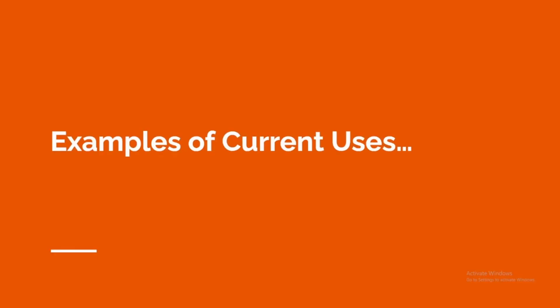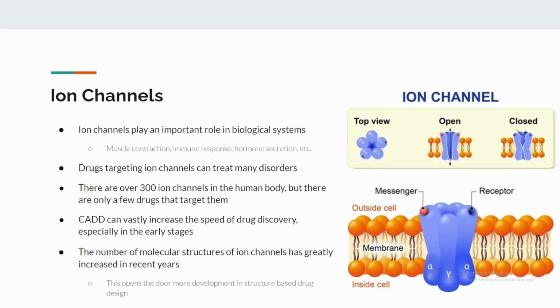Now we are on to my section, which is the examples of the current uses. Here we are going to start with ion channels, which are a very important part of the human body because what they do is they control the flow of the electrical signals throughout the human body. The signals are responsible for muscle contraction, immune responses, hormone secretion, really anything like that. Anything the human body does is controlled by an electrical signal, which flows through the ion channels, as shown here on the right.